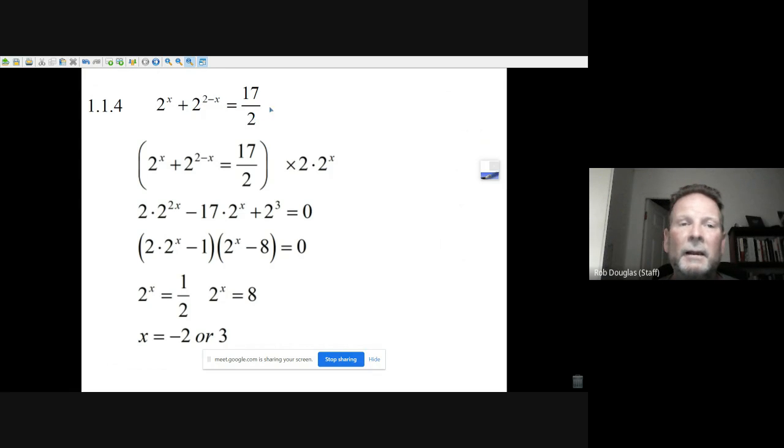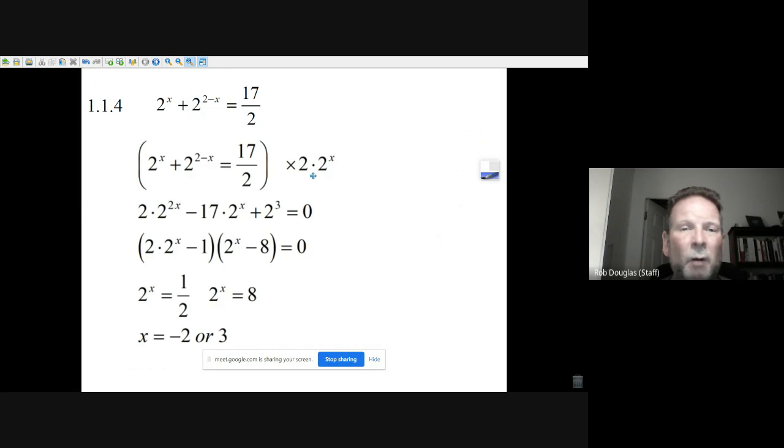Well, to deal with this, we have to be thinking it's some kind of quadratic where we can put two brackets and factor. We need to put all of this over on the other side, but we don't like this fraction 2. And this minus x is really 2 to the x power, but it's down in the bottom. 2 to the minus x means 1 over 2 to the positive x.